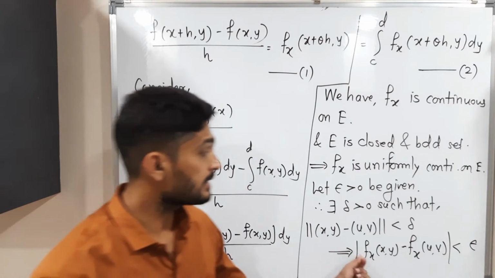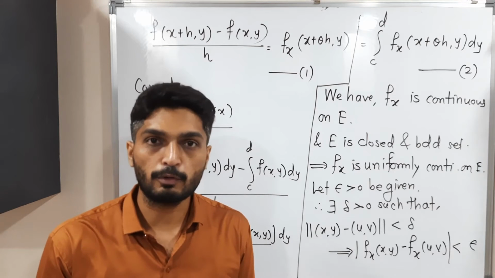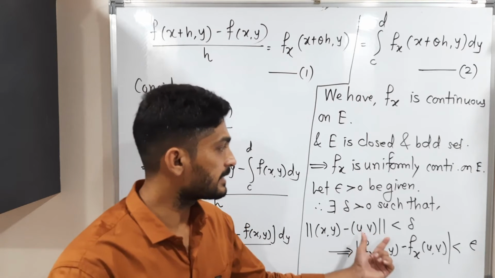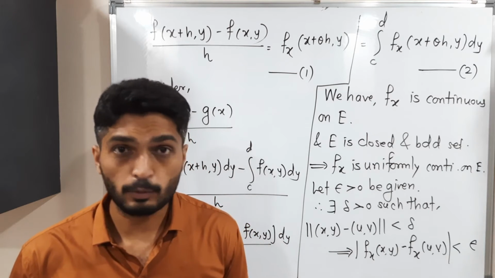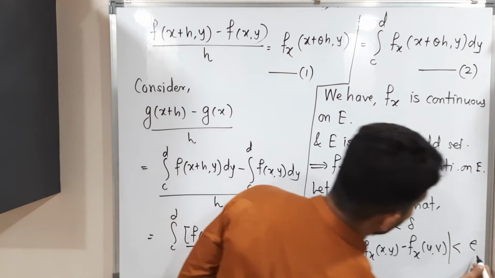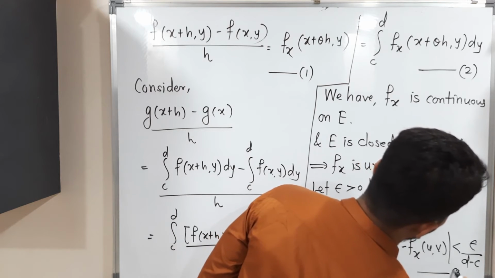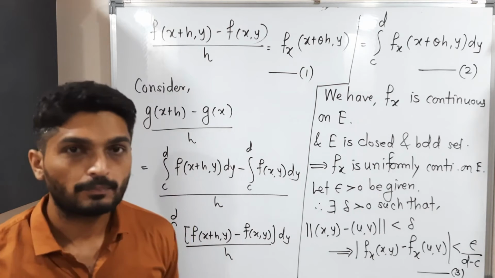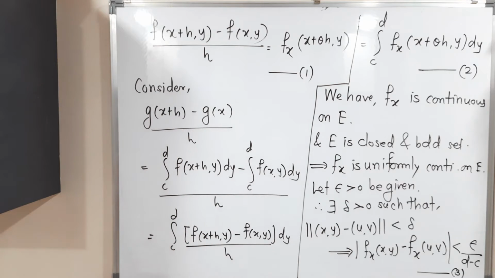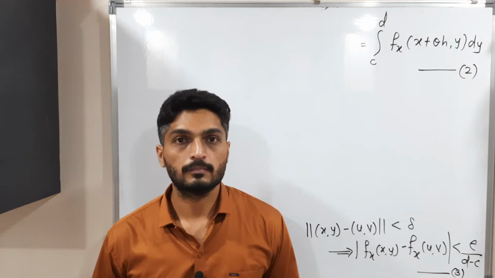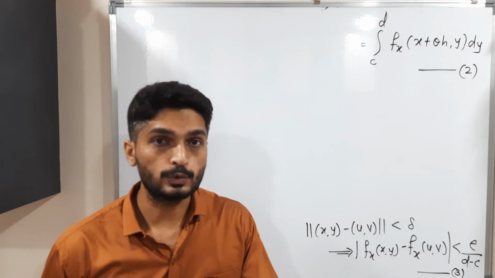See, since f_x is continuous and uniformly continuous, by the definition of uniform continuity I could write it: if this is less than delta, then this is less than epsilon. But a small adjustment I'm going to do: instead of epsilon I'm going to write epsilon by (d minus c). See, this is statement number 3. We have this thing. You can take a screenshot of it, then we will go further. I have kept the important things as they are, so we can use them further.